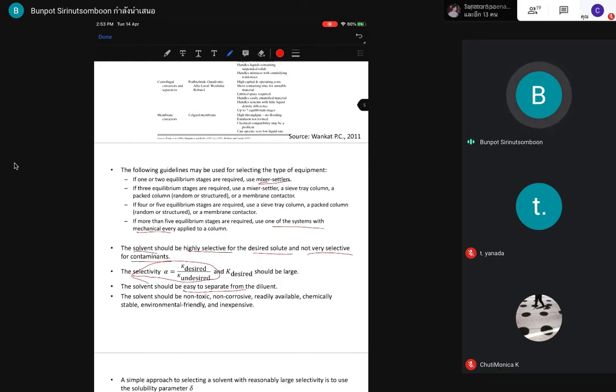Okay, so basically, ideally, we want the two liquids not mixed with each other. But if you cannot avoid it, then the next best thing is to be able to easily separate these two. And also the solvent should be non-toxic, chemically stable, environmentally friendly, and cheap, inexpensive. Okay, so these are other considerations.